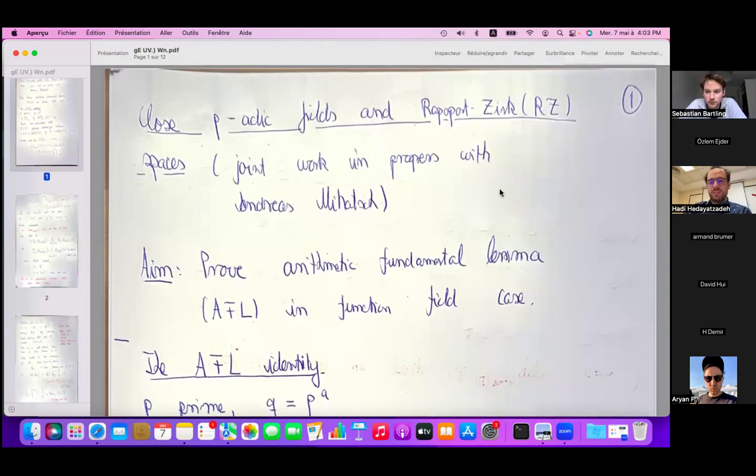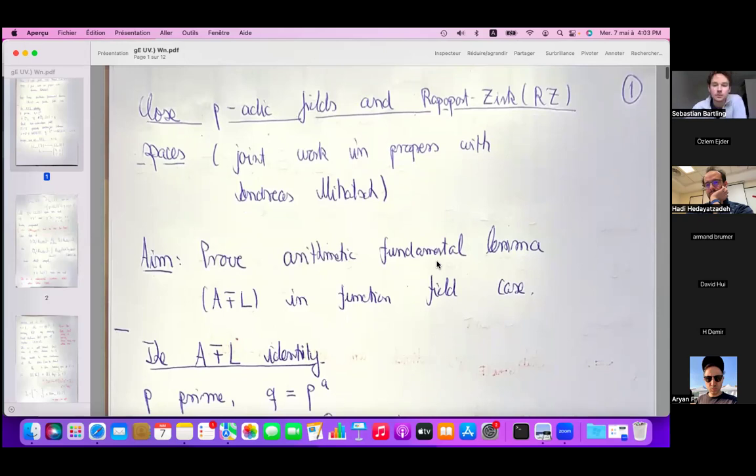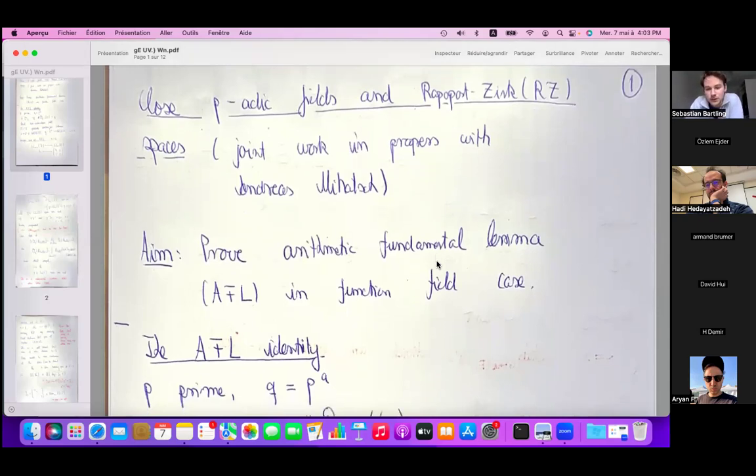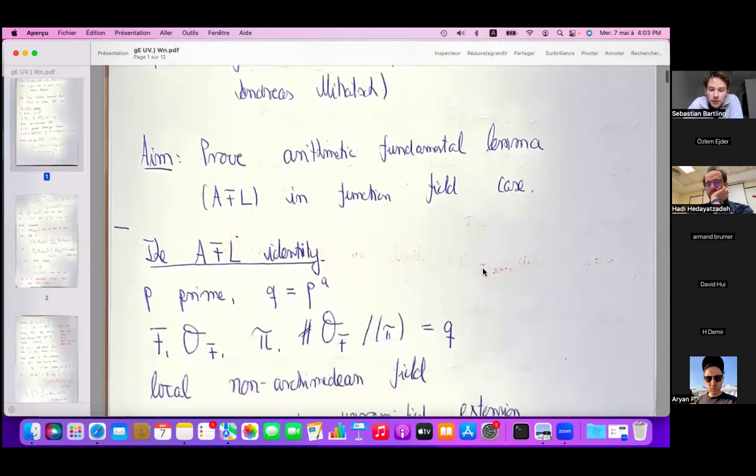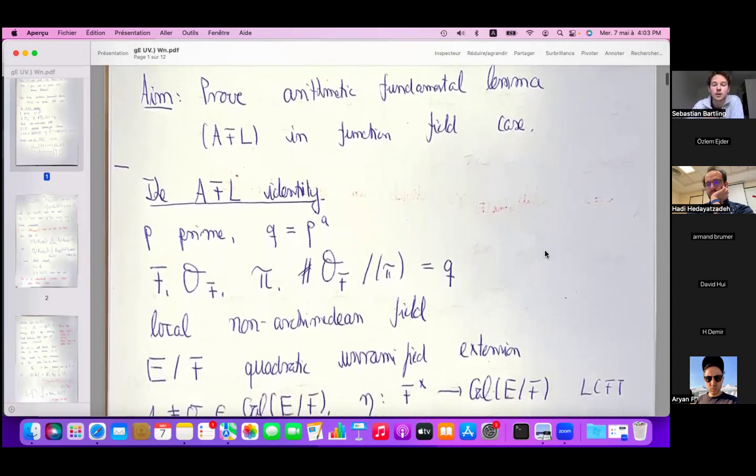Thank you very much. Thanks a lot for the invitation to speak here. I'm sorry about the technical setup, but I want to talk about a project that is still a bit in progress, together with Andreas Mihac. The aim of our project is to prove the arithmetic fundamental lemma in the function field case. Since this is our main motivation, I want to start by recalling what the arithmetic fundamental lemma says.